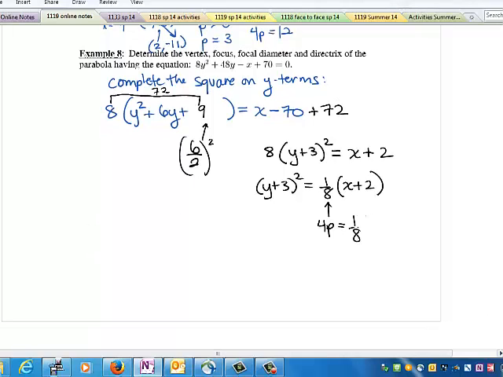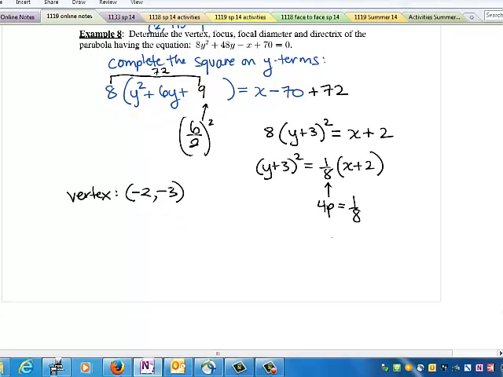Looking at the pieces they want us to find from this equation, we want the vertex, which we can tell just by looking at the shifting. We've got x plus 2, so we shifted to the left 2, and we have y plus 3, so we shifted down 3. We can get just a rough sketch of this so we can see where we need to move things. So the vertex is (-2, -3).